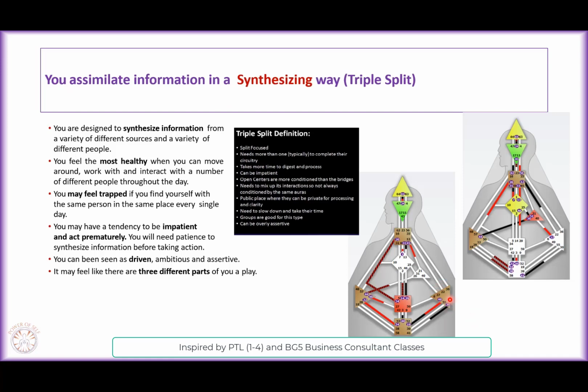Now, triple split. If you see here, we have solar plexus, root, spleen, defined. They are one island of energy. Sacral center, throat center, defined. They are one island of energy. Head center, ajna center, defined. One island of energy. So you have three islands of energy within this body graph.